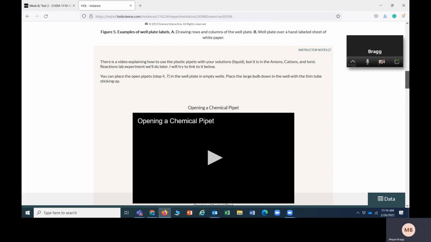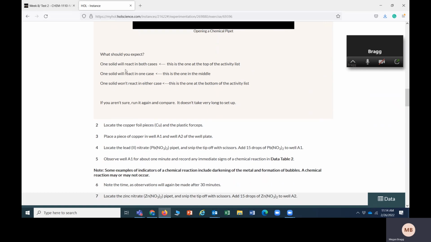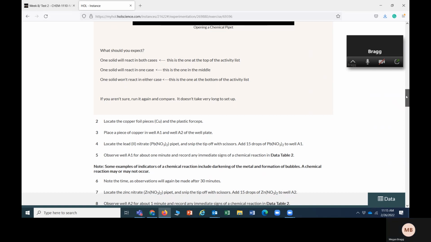All right, I'm going to go on down here. What should you expect? Just FYI, one solid should react in both cases. One solid should react in one case, and one wouldn't react in either case. So this should be your top, your middle, and your bottom. If you aren't sure, you've got the pictures, maybe you can compare. One is not very easy to see. So you might zoom in with some really good lighting.